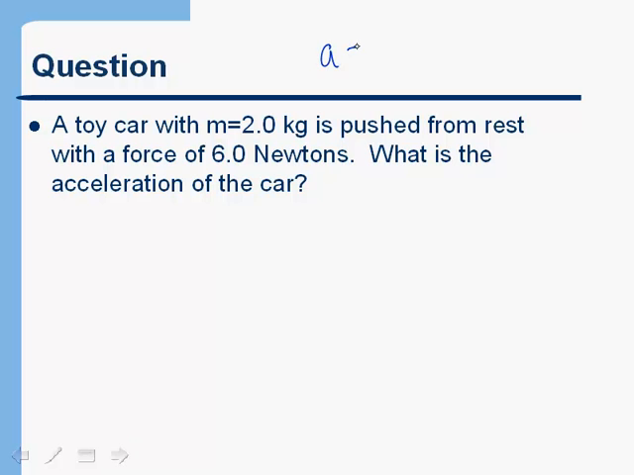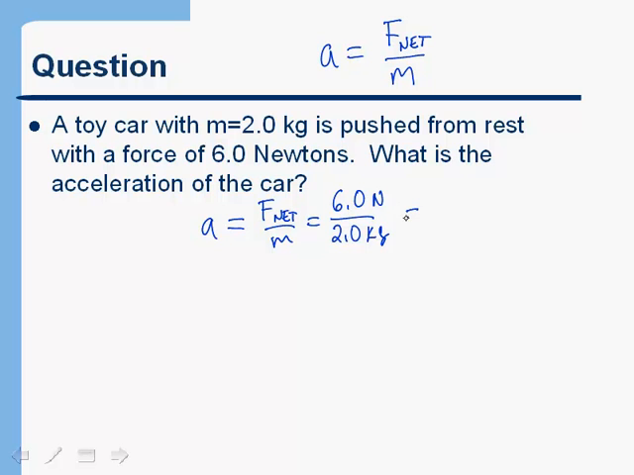We know that acceleration is equal to the net force acting on the object divided by the mass. So a toy car with a mass of 2 kilograms is pushed from rest with a force of 6 newtons. What's the acceleration of the car? Well, in this case, the only force acting on the car is that force of 6 newtons. So that's the net force. So that would be 6 newtons. And the mass of the car is 2 kilograms. And therefore, the acceleration is 3 meters per second squared.